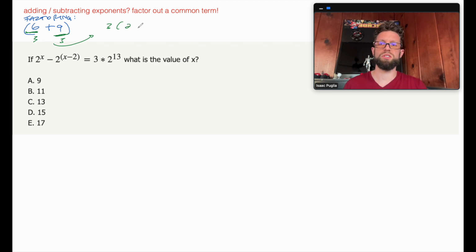6 divided by 3 is 2, and 9 divided by 3 is 3. You can always check your math by just redistributing the number that you originally factored out, and you'll notice that winds up being 6 plus 9 again. So we haven't changed the value of the expression, we've just changed the way that it looks.